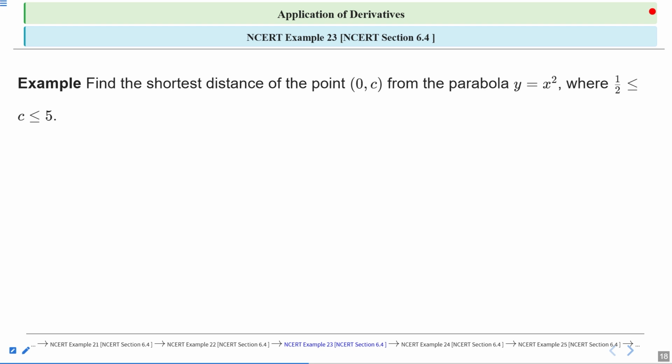So how can we find it? See, we can take any point on the parabola, and by the distance formula, we will calculate the distance between the point (0, c) and some point on the parabola. After that, we need to minimize the expression that we get from the distance formula. In this way, you can easily find the shortest distance between the point (0, c) and the parabola y is equal to x square. You can try to attempt this question. You have some time to solve or think about it. After that, we will discuss the solution part.